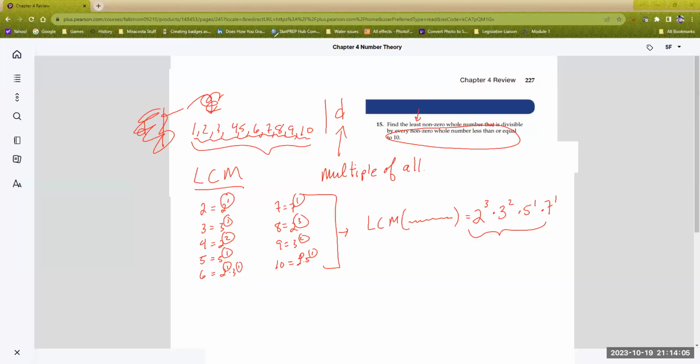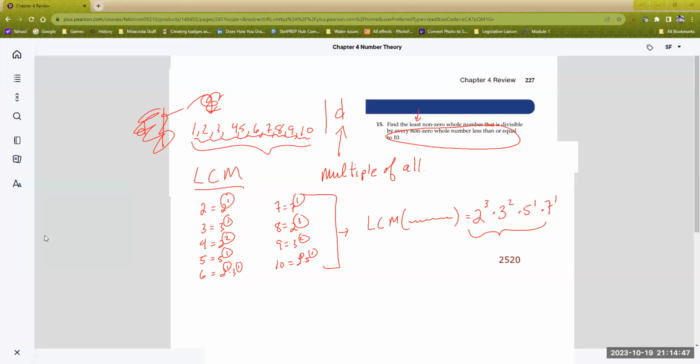So 2 cubed is 8. This becomes 8 times 9 times 5 times 7, and I get 2,520. So 2520 is my final answer. Does 2 divide it? Yes. Does 3? Yes. Does 4? Yes. Does 5? Yes. Does 6? Yes. 7, 8, 9, and 10. Every one of them divides this number. And there is no smaller number that would do that, because we've chosen the biggest exponent possible. If we chose any smaller exponent on any of these, one of our numbers would fail.